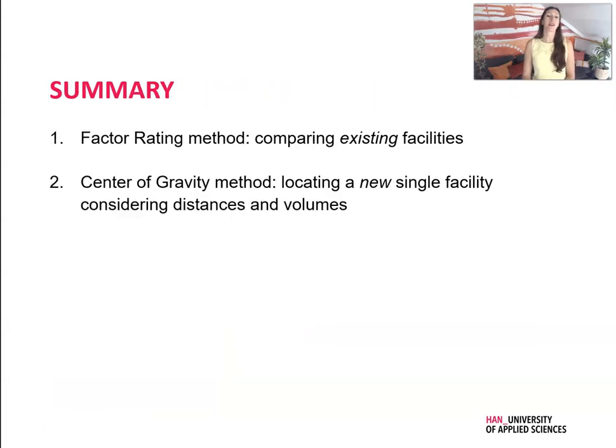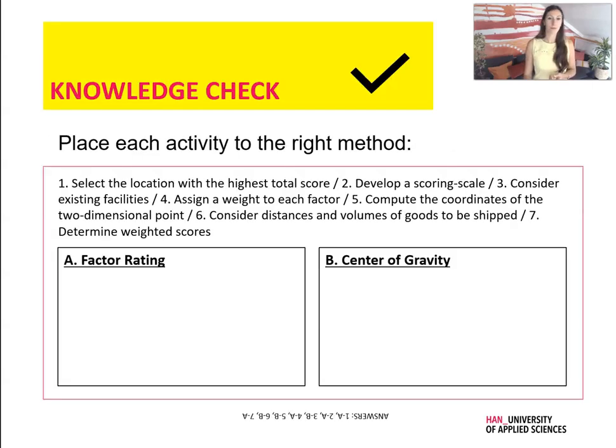So in this video, we talked about the factor rating method, which compares existing facilities, so we know which distribution center around area Z we would find. And the center of gravity method helps us locate a new single facility or area, considering distances and volume of the supplier and customer locations that we care for. I leave you with the last knowledge check, trying to identify which method each activity belongs to.